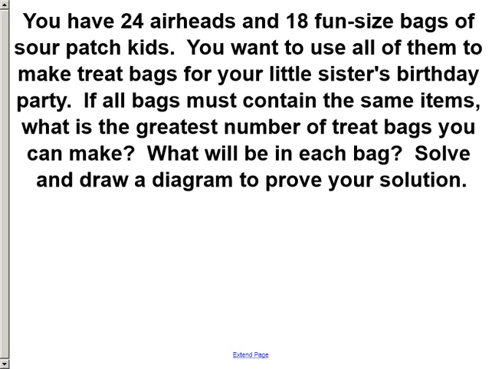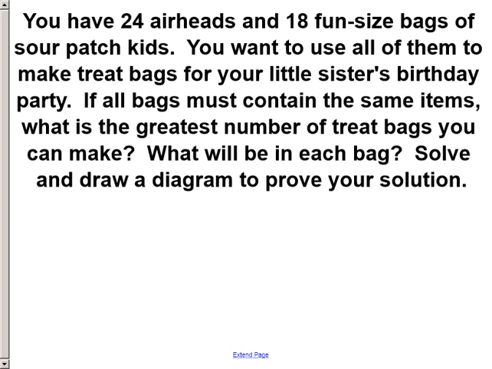So here's a problem that I would like for you to try. I'm going to read it out loud and just talk about it for a minute. You have 24 Airheads and 18 fun-sized bags of Sour Patch Kids. You want to use all of them to make treat bags for your little sister's birthday party. If all bags must contain the same items, what is the greatest number of treat bags you can make?